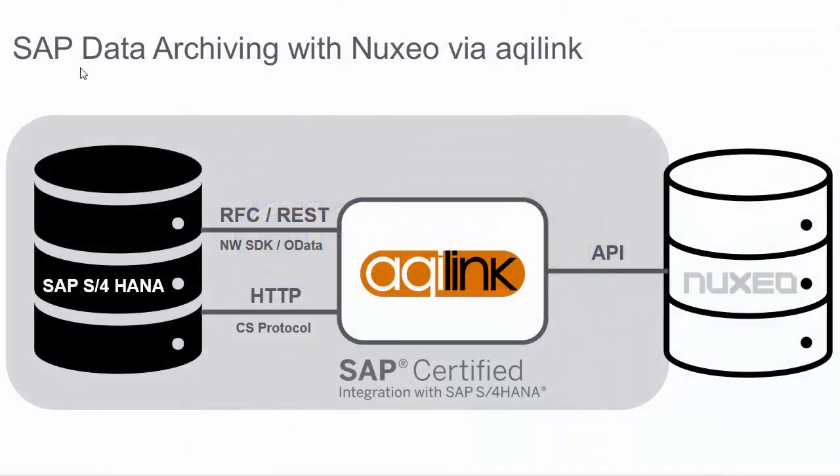Let me introduce SAP Data Archiving with Nuxeo via our certified SAP integration, aqilink. What you typically want to do is reduce the SAP database size and complexity by moving SAP database information to an external file, storing it in the Nuxeo archive, and still having it accessible within SAP via the archive information system, in your transaction, or even within reporting. And this is exactly what we support with our certified integration.